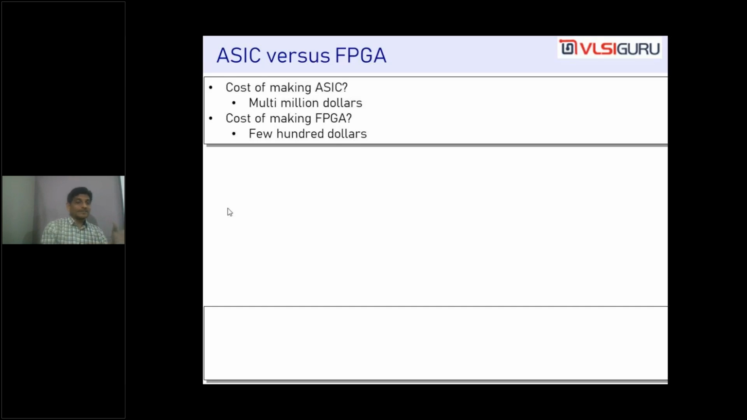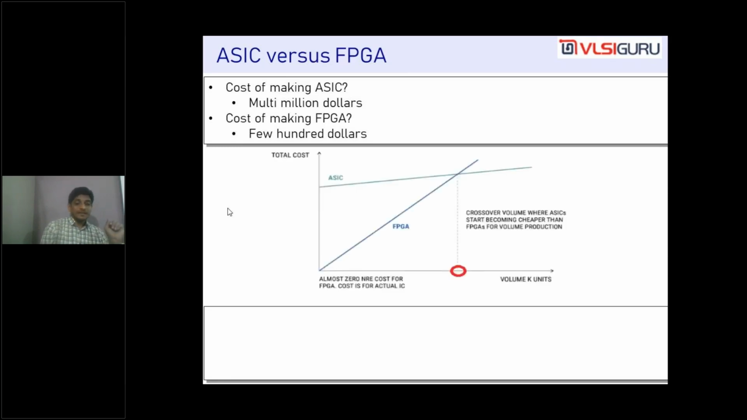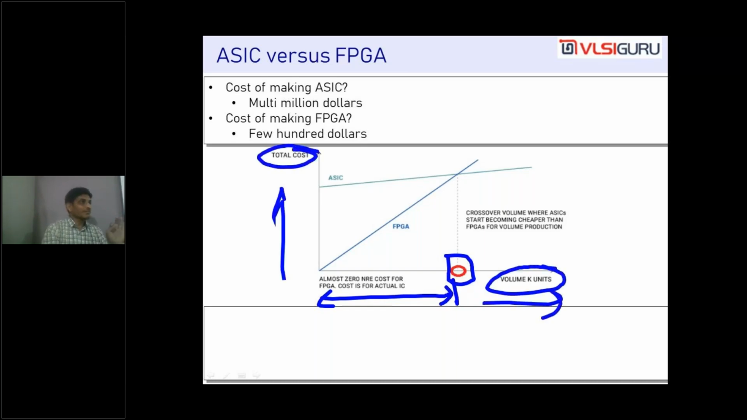Then why do people go for ASIC? You understand which one is costly and which one is cheaper? ASIC is costly and FPGA is cheaper. So at first look, what do you think people should always be using? FPGA, right? But the problem with FPGA is what this diagram explains. Till a specific number of units, there is a breakpoint. This axis is the number of units, this is the total cost.